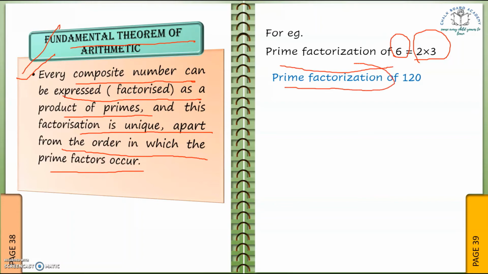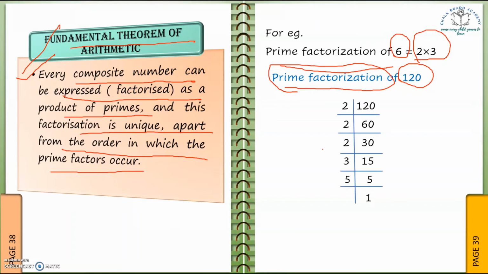Now what is prime factorization? Prime factorization means we are factorizing that composite number into different numbers by dividing it by prime numbers. So here is the example. Look into this. We are dividing 120. The smallest prime number we have is 2. So we are dividing 120 by 2. So we got 60 here.